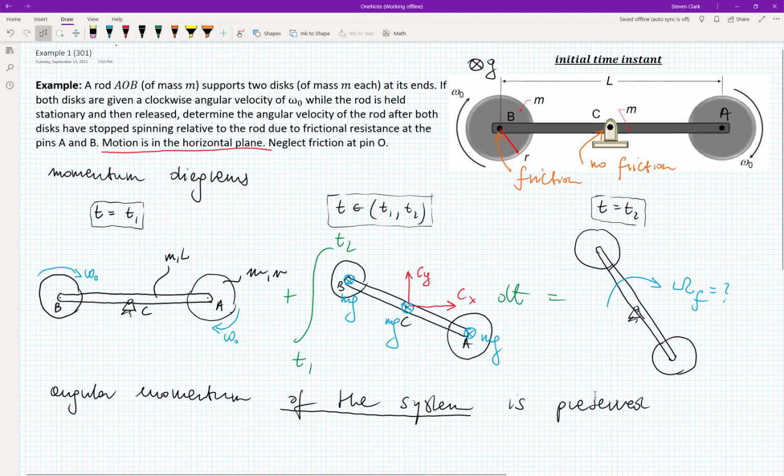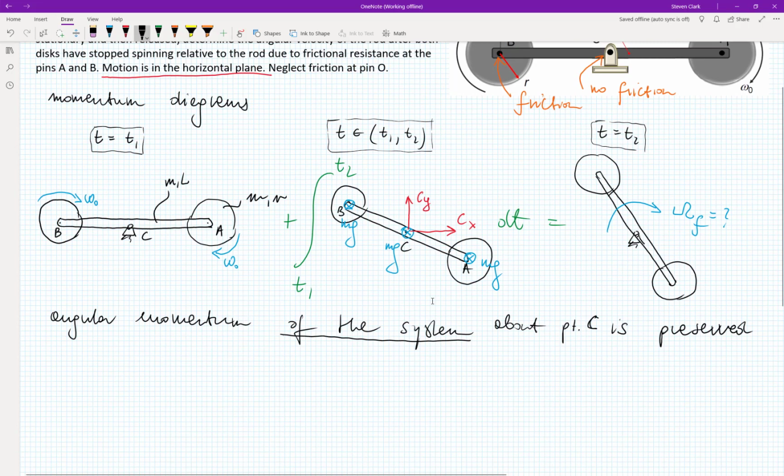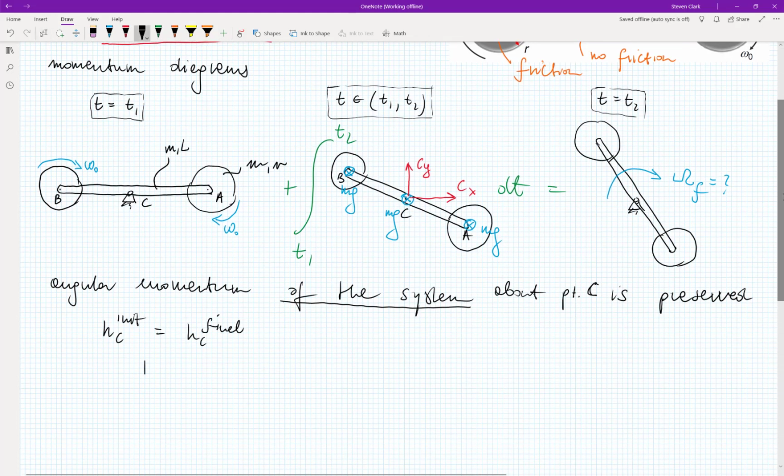Of the system about point B, of course. About point C, sorry, about point C. Okay, so I can basically write HC initial is equal to HC final. And that problem basically boils down to finding these two quantities. Let's do it quickly. So we can do first our HC initial.